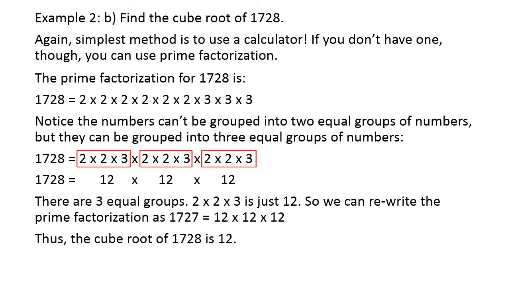Thus, the cube root of 1728 is 12. And notice I made a little mistake there on the second row from the bottom. That says 1727. Of course, that should say 1728.